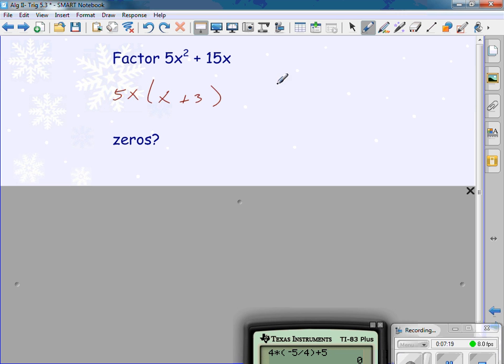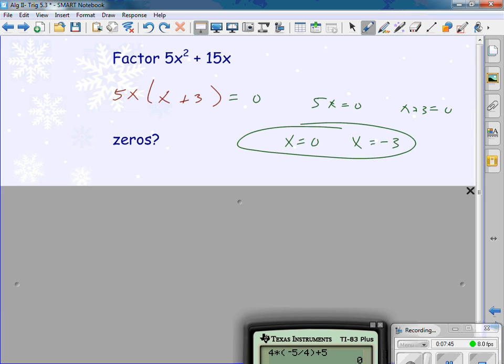To find the zeros, you don't always have to do this unless I ask for them. I don't want you doing more work than you have to. I set this here, 5x equal to 0. Divide by 5, x is 0. Over here I have x plus 3 equals 0. Subtract 3, x is negative 3. You're going to get to the point where you don't even have to do this piece over here. You just know, okay, 5x equals 0, x is 0. X plus 3 equals 0, x has to be negative 3.